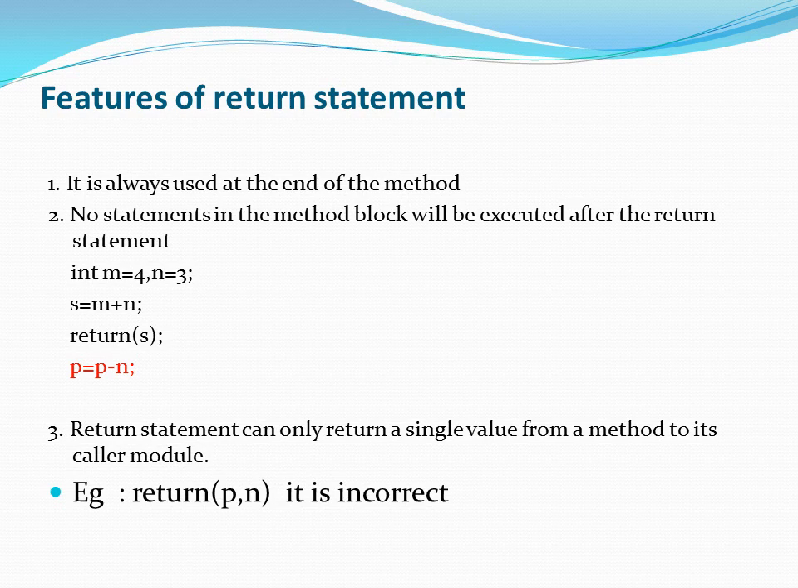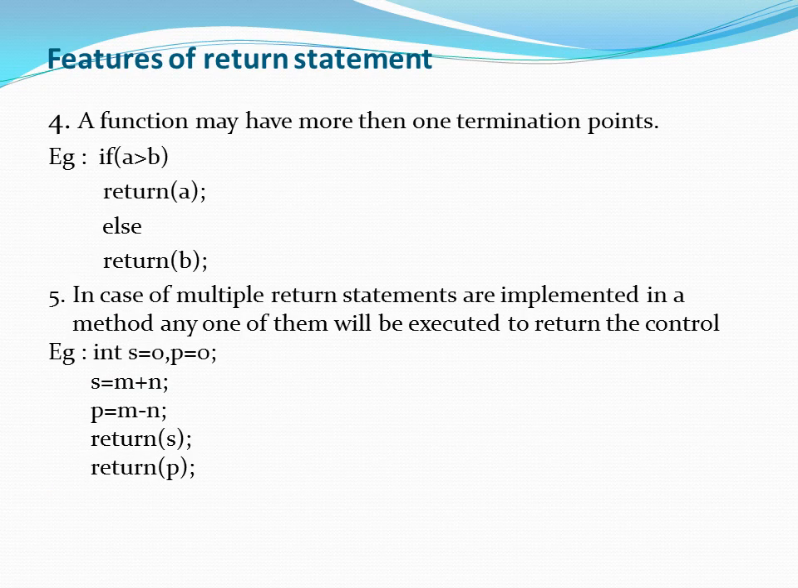A return statement can only return a single value from a method to its caller. Here, return of p, n is incorrect. It is incorrect to return a number of values from a method.